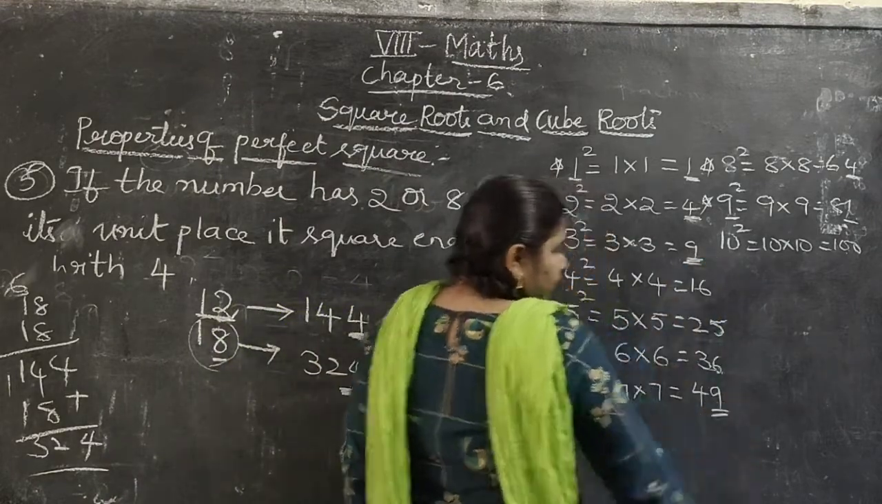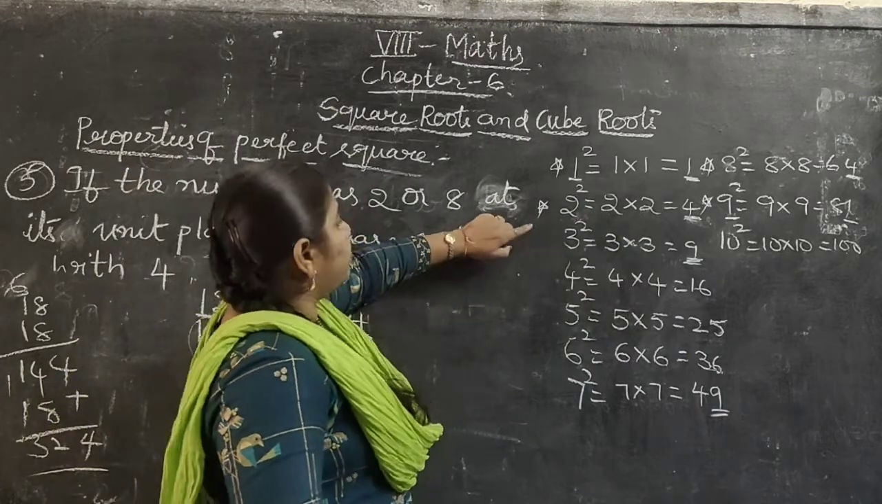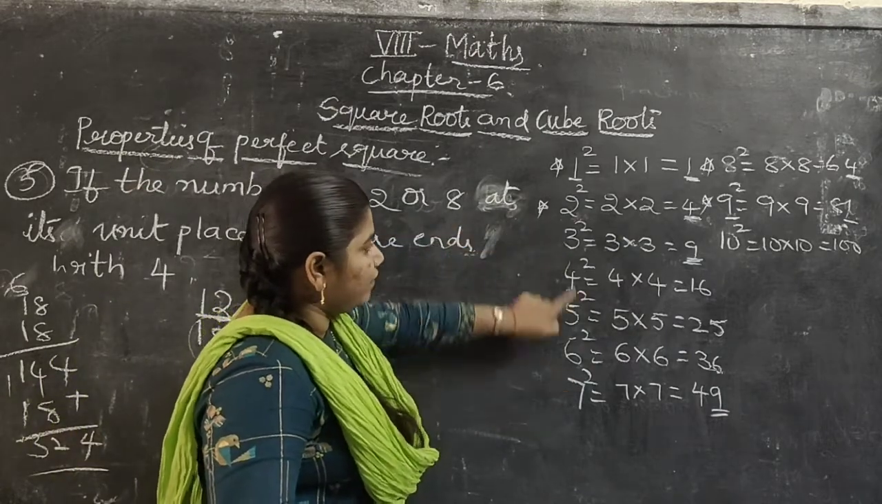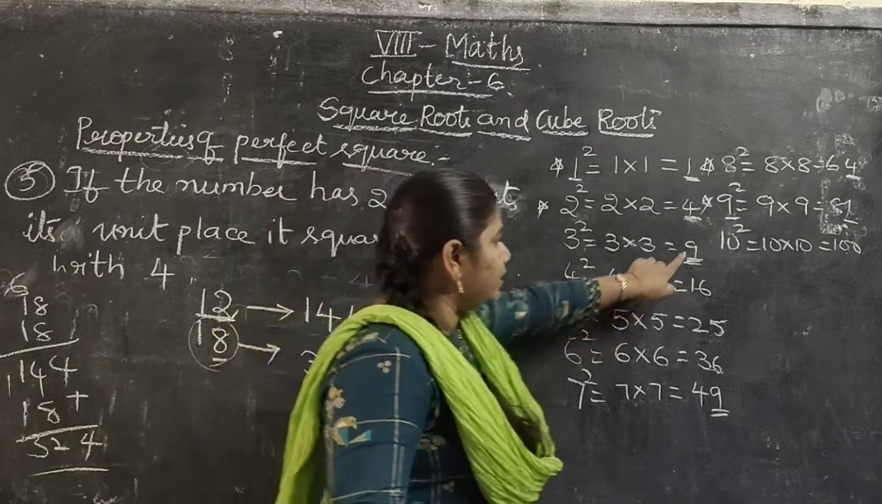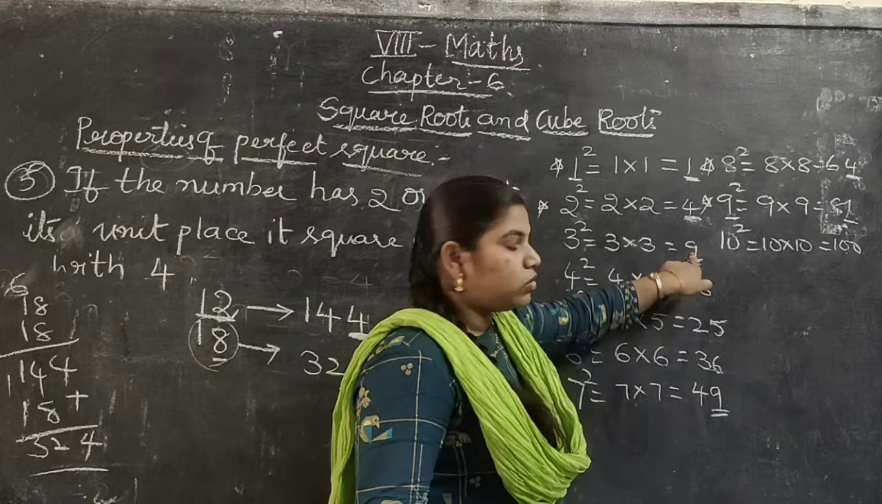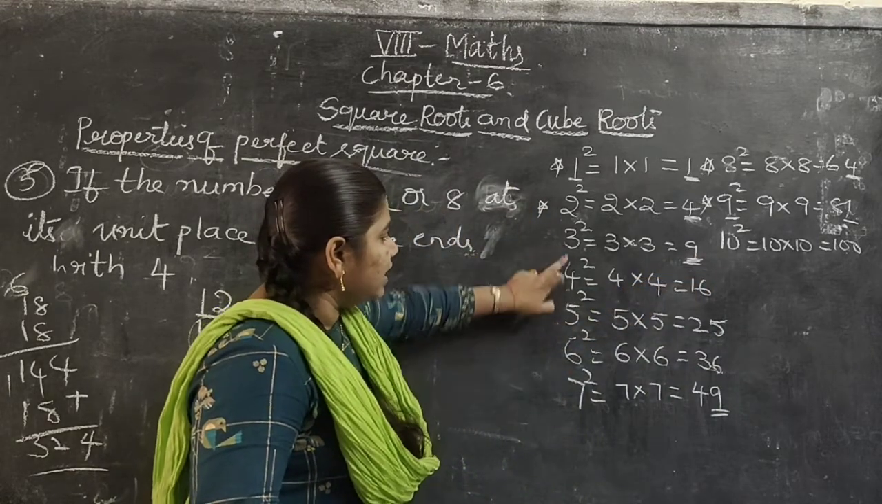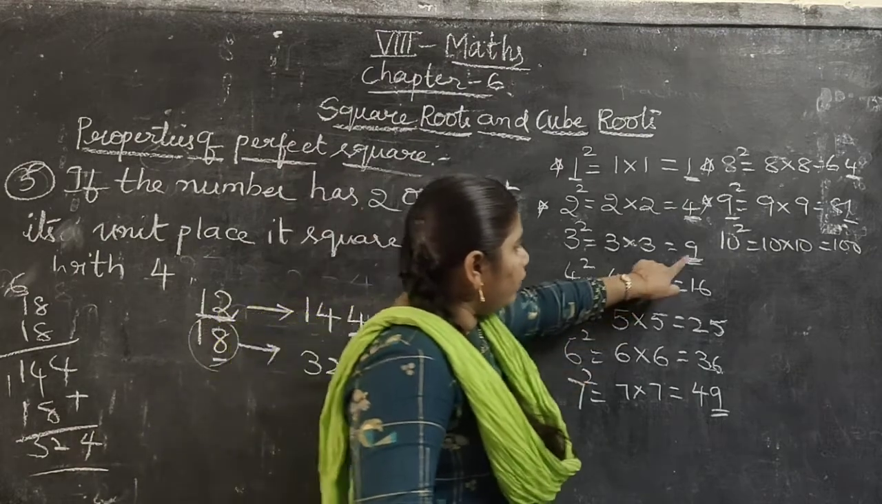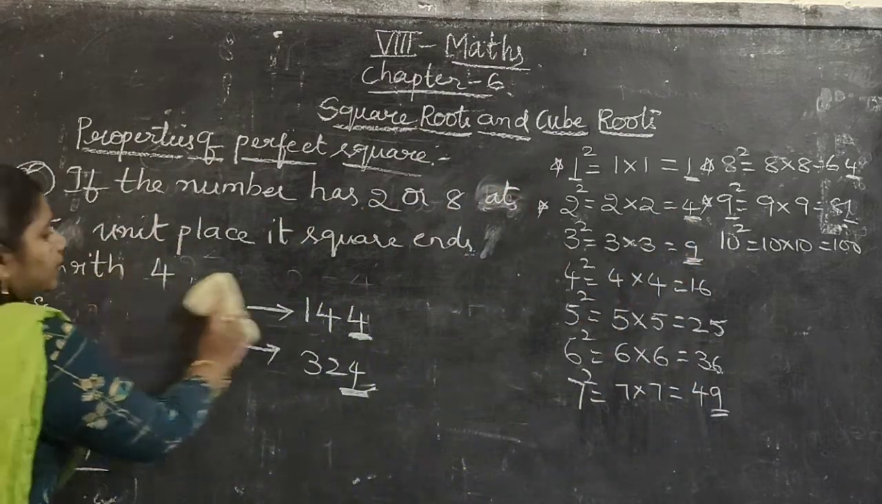Is it 9? So if the number has 3 or 7 in its units place, the square number always ends with 9. So if a number has 3 or 7 in the units place, its square always ends with 9. So we take one example.